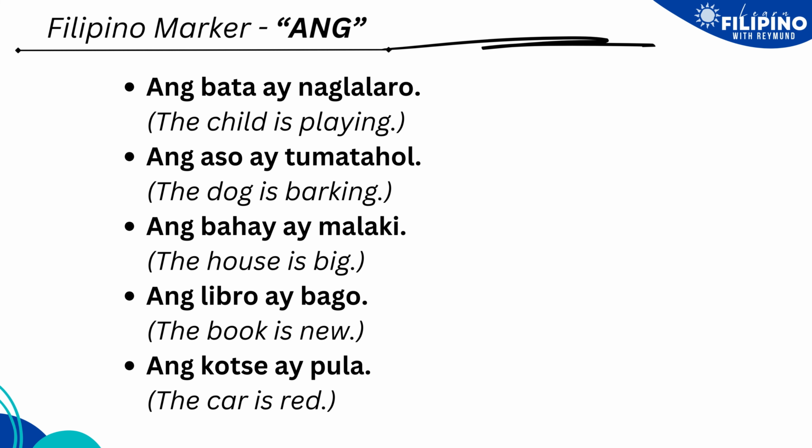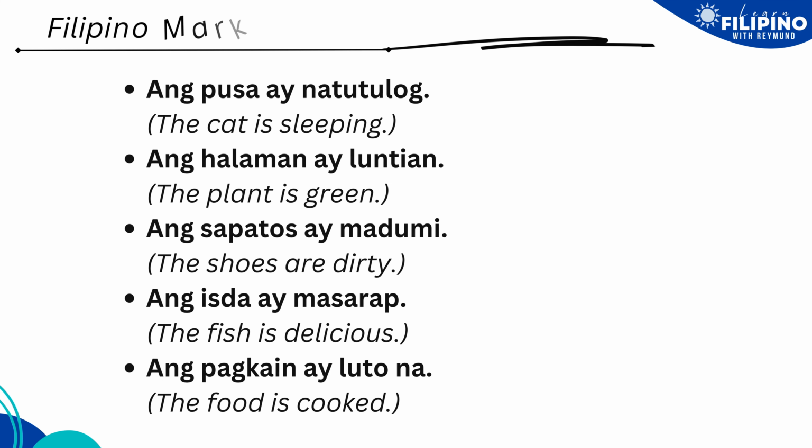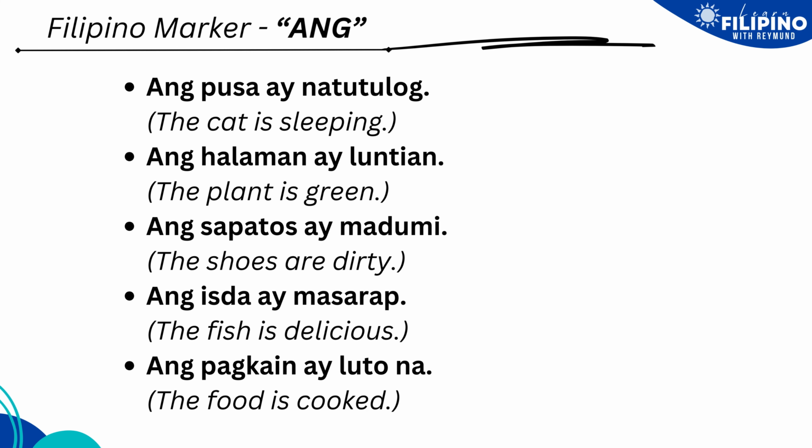Ang libro ay bago. The book is new. So, book is libro and then bago is new. Ang kotse ay pula. The car is red. So, kotse is a car and then pula is red. Ang pusa ay natutulog. The cat is sleeping. So, pusa is a cat. Natutulog is sleeping. Ang halaman ay luntian. Halaman is a plant and luntian, that's green.